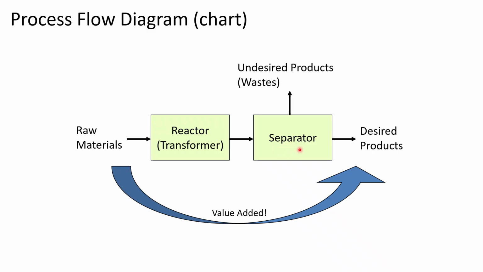So it's vitally important that we have a separator right after the reactor. The separator separates the desired products from the undesired products. Now, the undesired products can contain waste that ultimately will be disposed of as a waste stream, but it can also include unreacted raw materials that we might be able to recover and recycle back to the reactor. The undesired products may not have the same value as our desired products, but we might be able to sell those as well. So separating out the undesired products from the desired products is a key step.